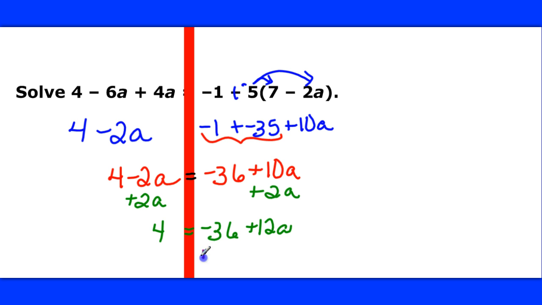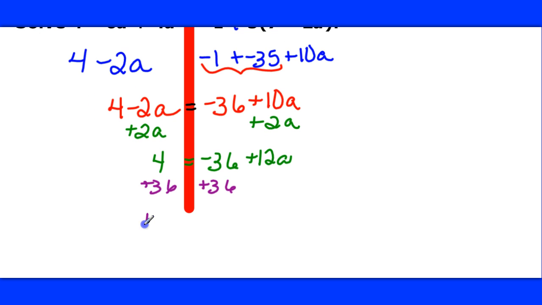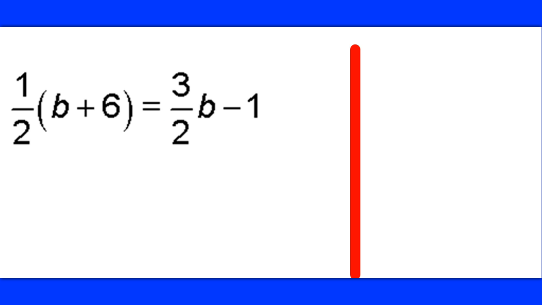Now, inverse operations, add 36 to both sides. That's going to give me 40 is equal to 12a. Divide both sides by 12. Now, I'm going to reduce this. All right, I know that 4 will go into both of these. 4 will go into here 10 times. 4 will go into here 3 times. So my answer is 10/3 or 3 1/3.